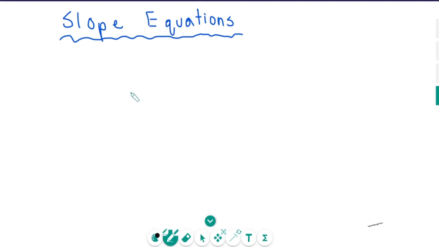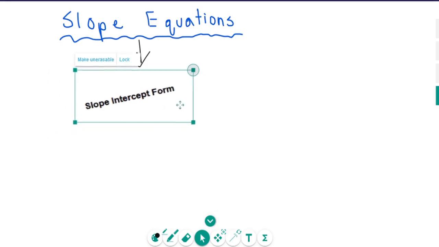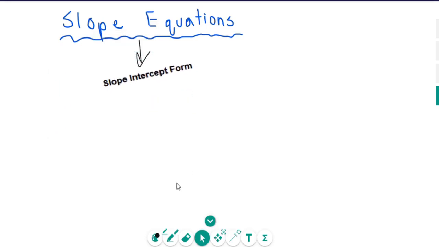Today we'll be covering slope equations, or equations of a slope, or whatever you want to call it. So let's get started. Alright, slope equations. You guys might have heard this term called slope-intercept form. So what is slope-intercept form? It's basically this fancy equation of a line.